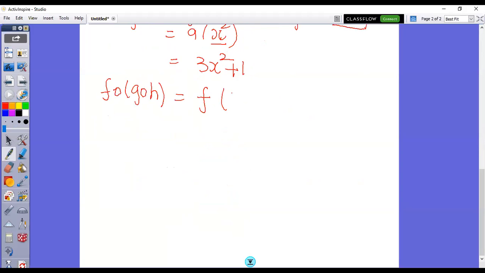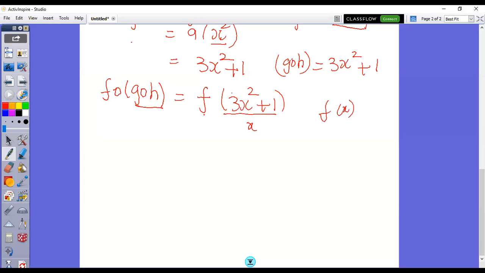So G composite H of X value is 3x square plus 1. This is G composite H. So this is G composite X. Substitute 3x square plus 1. So this is F of X. This is X value. F of X value what?